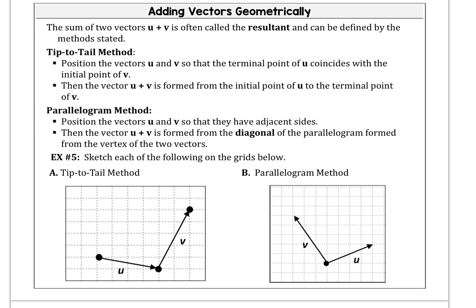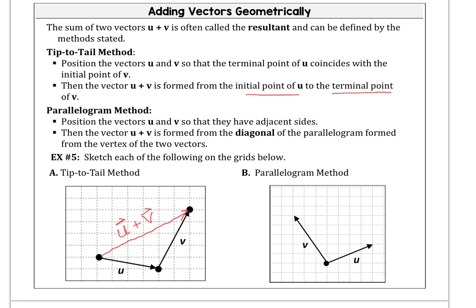So if we want to show the sum of vector u plus v, then that would occur at the diagonal from u over to v. This is the sum of vector u plus vector v. We found it from the initial point of u to the terminal point of v.